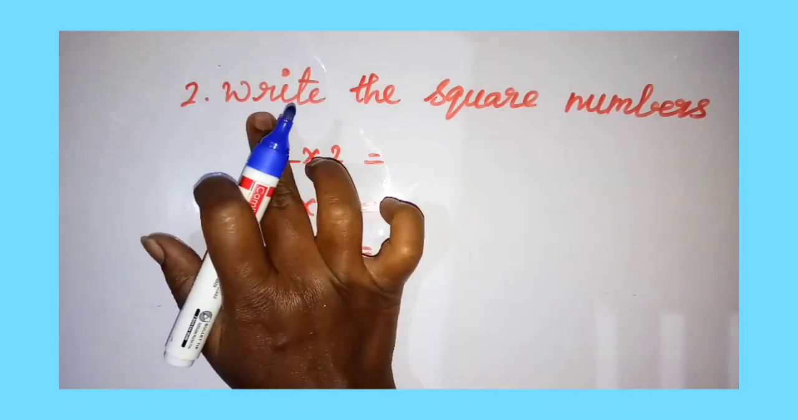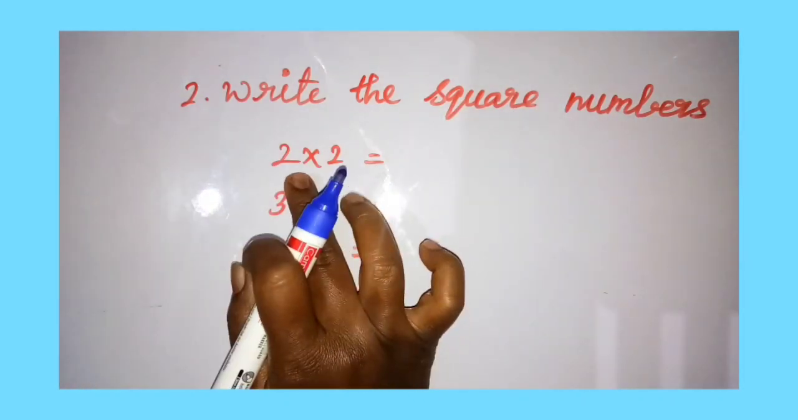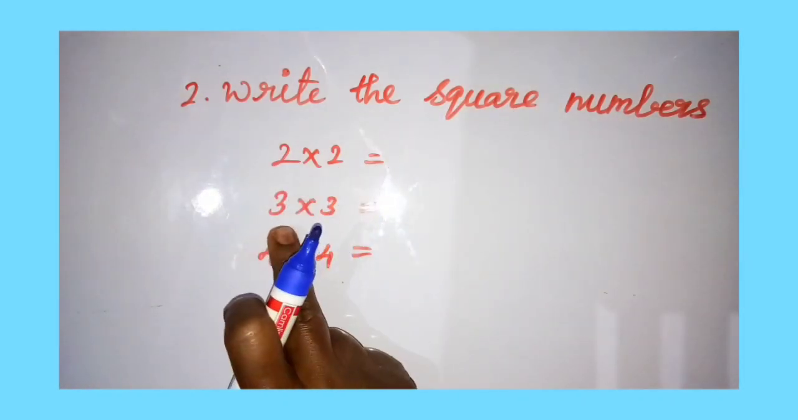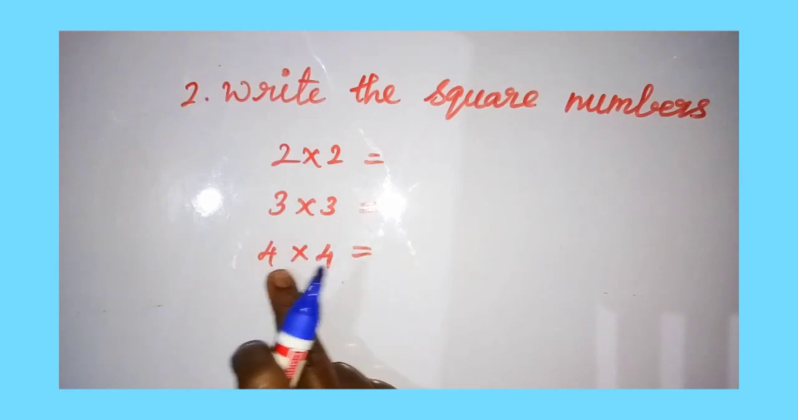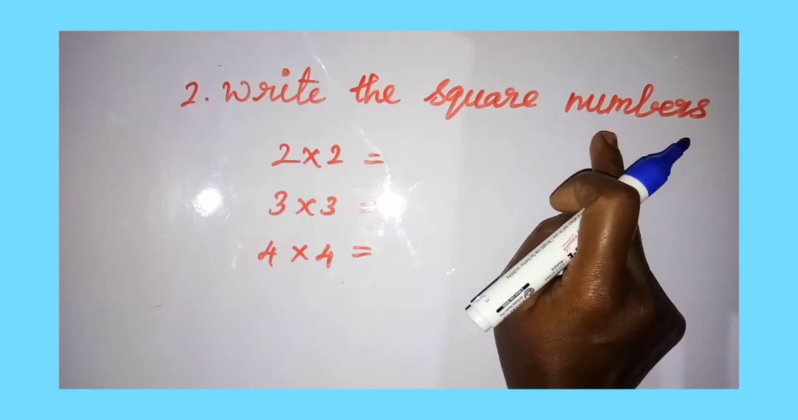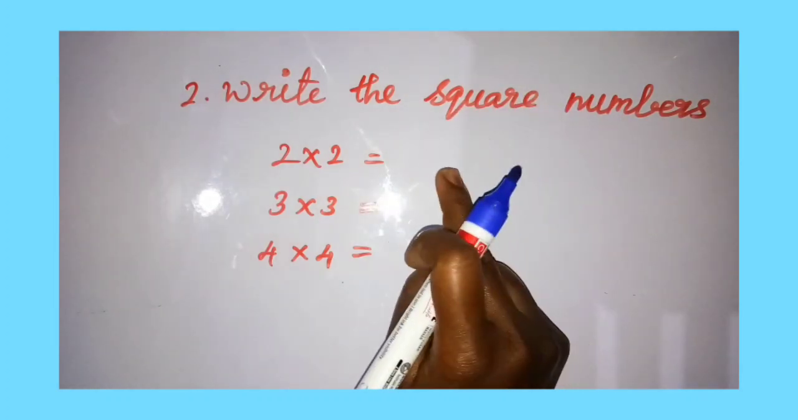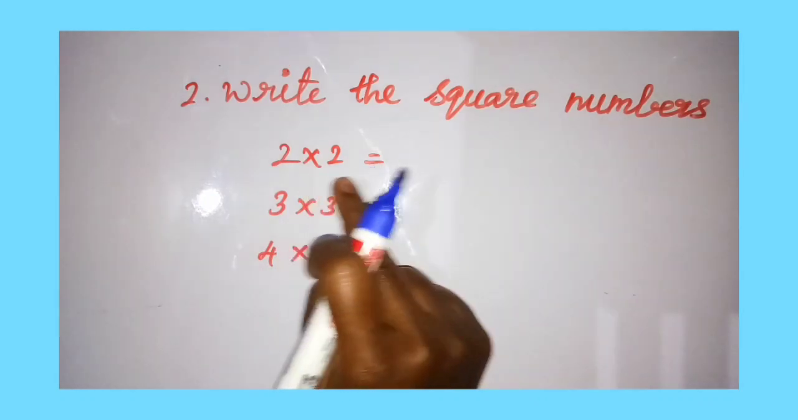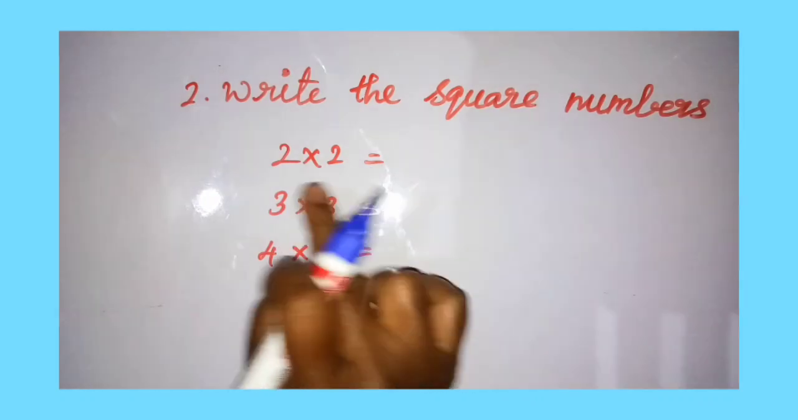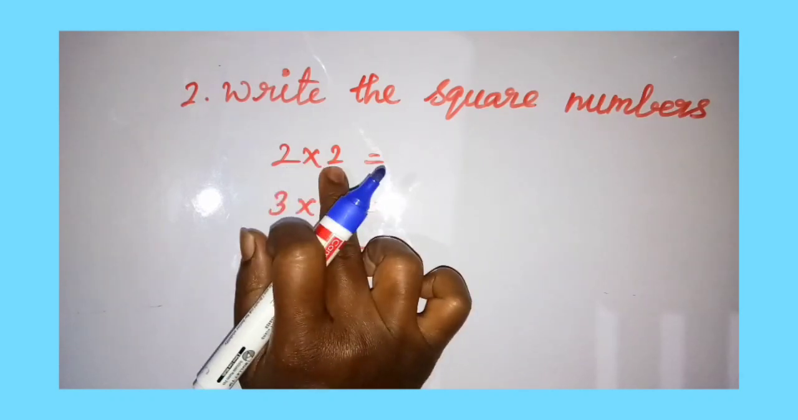Children, see the second sum. Write the square numbers. First one 2 into 2, second one 3 into 3, third one 4 into 4. So already we know the square numbers. Any number multiplied by itself, those numbers are called square numbers. So first one, 2 multiplied by the same number, 2 into 2.